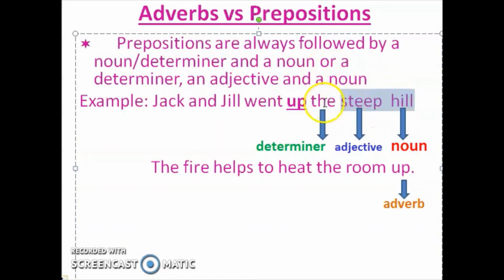But you can also have determiners or articles in between. You can also have adjectives in between. So the moment you see either an adjective and a noun, or a determiner and a noun, or a determiner and an adjective and a noun, you can understand that this particular word is actually a preposition and not an adverb.